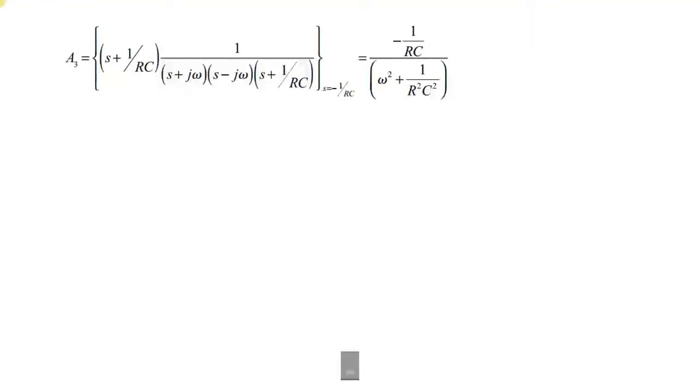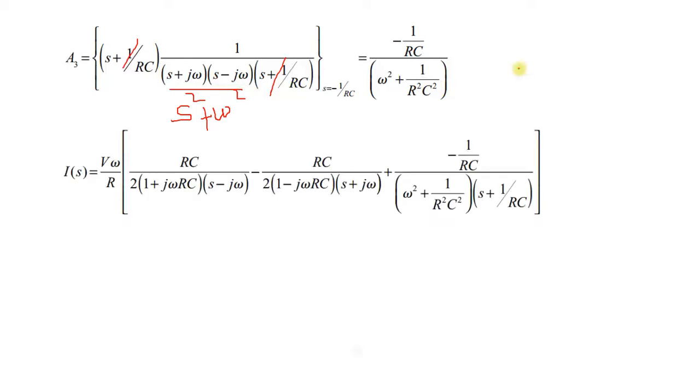Now to find the value of A3, s is replaced by minus 1 by RC, so that this term and this term cancel each other. You substitute the value here, so these two terms are replaced by s squared plus omega squared. Therefore s is replaced by minus 1 by RC, giving 1 by R squared C squared plus omega squared, which is given here. Now substitute A1, A2, A3 in the I(s) equation, and it looks like this.